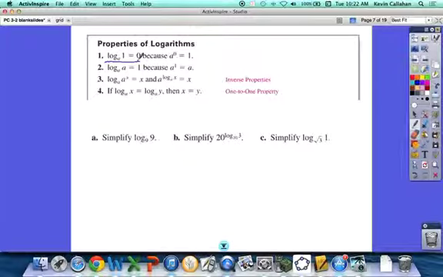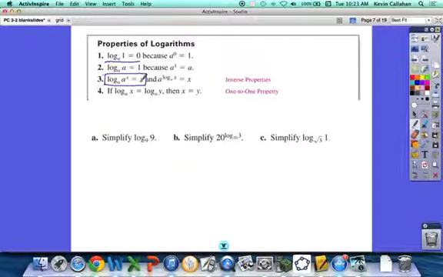Okay, the next one here. This one is especially important. The log base a of a to the x equals x. What's important here is that you're taking the logarithm of an exponential. The base of the logarithm is a, and the base of the exponential is a. When you do that, the log base a of a, all that cancels, and whatever the exponent is, that's what it equals.